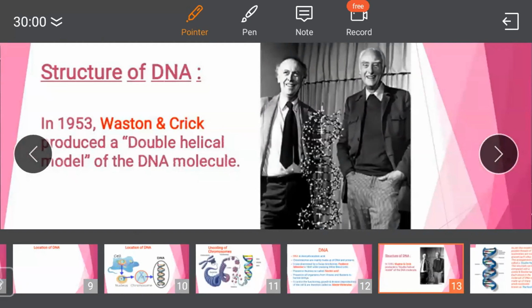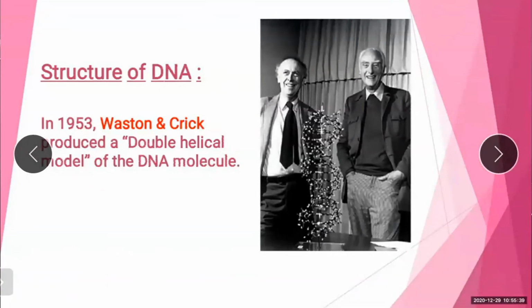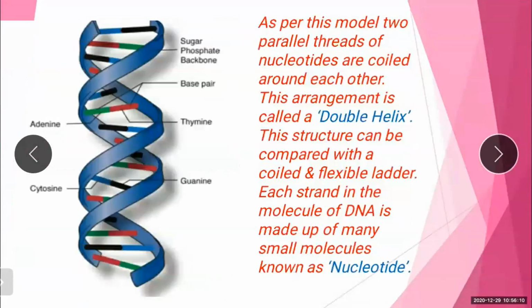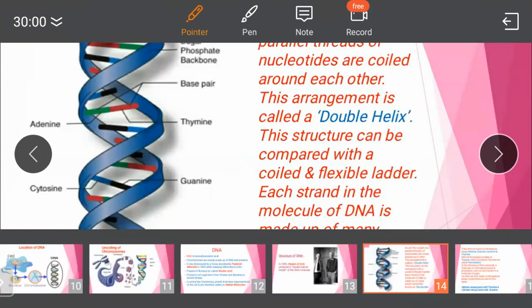Who has discovered the structure of DNA? In 1953, Watson and Crick produced a double helical model of the DNA molecule. As per this model, two parallel threads of nucleotides are coiled around each other, and this arrangement is called as what? Double helix. They are compared with a coiled and flexible ladder. Each strand in the molecule of DNA is made up of small molecules, that is nucleotides.